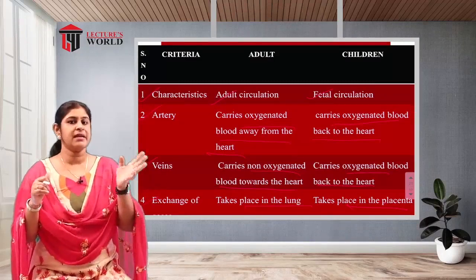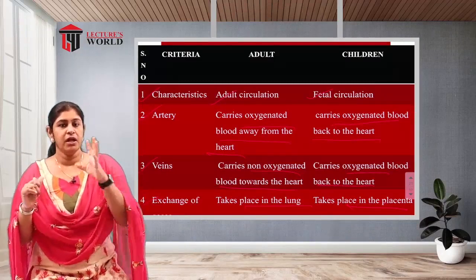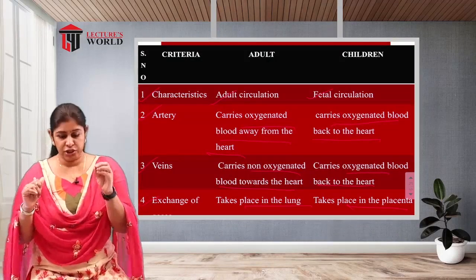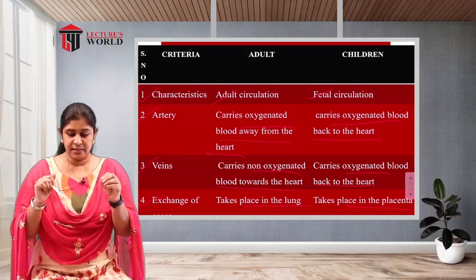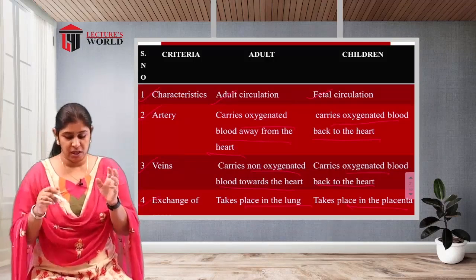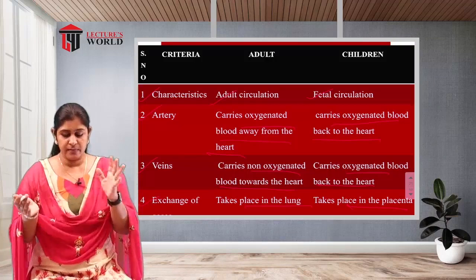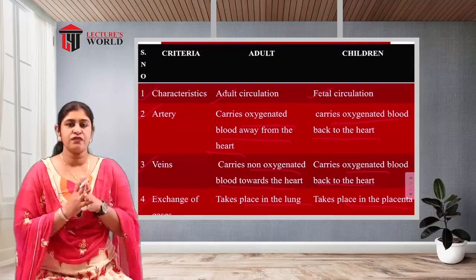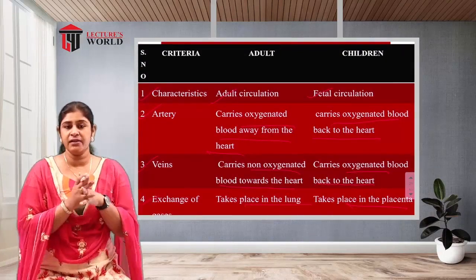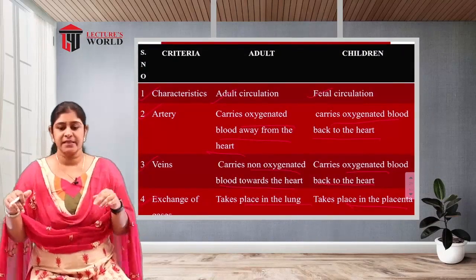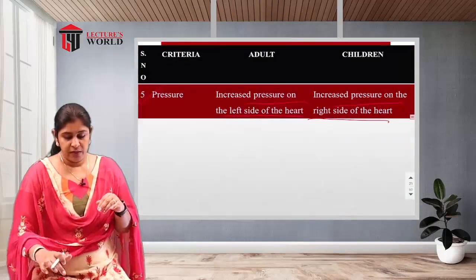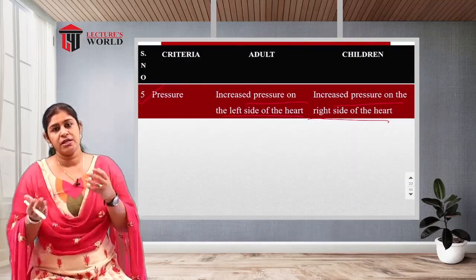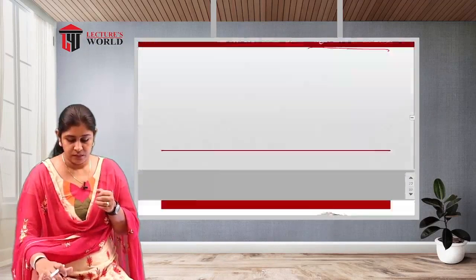Summarizing: characteristics, in adults it is adult circulation, in children we say fetal circulation. Arteries carry oxygenated blood away from the heart in adults, whereas in children they carry oxygenated blood back to the heart. Veins carry non-oxygenated blood towards the heart in adults, and oxygenated blood in children. Fourth, exchange of gases takes place in the lungs in adults and in the placenta in children. Fifth is pressure: increased pressure on the left side of the heart in adults, and on the right side in children.